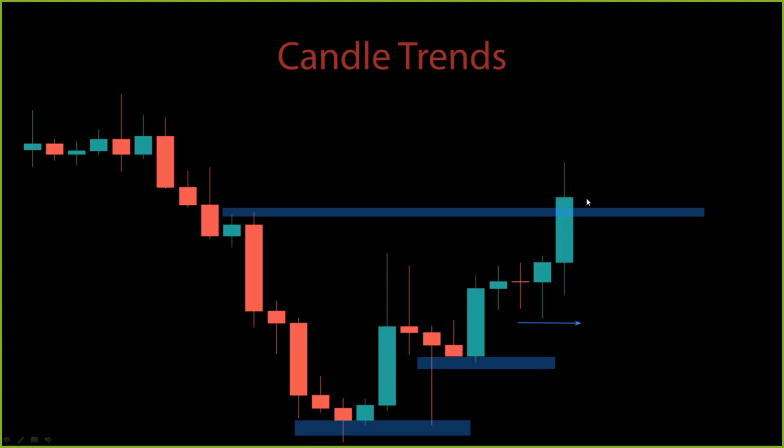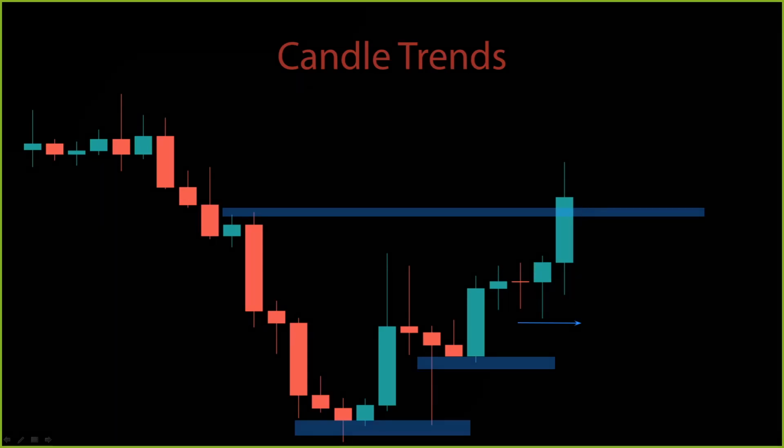Next candle goes up. Perfect. The bias was right. We waited for these candles to close and price went up. So now if we had our stop loss down over here, now we're moving our stop up over here, right?